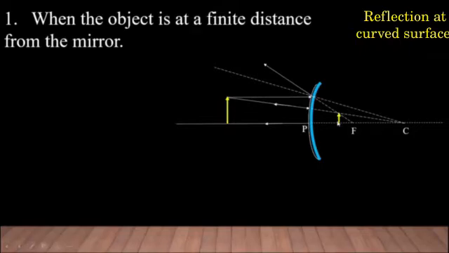Next, the image is erect. And also you can see the image is diminished, correct? It is not enlarged, it is a diminished image. Alright, so as you come towards the mirror, the image comes towards the mirror and also it is erect, virtual and diminished.